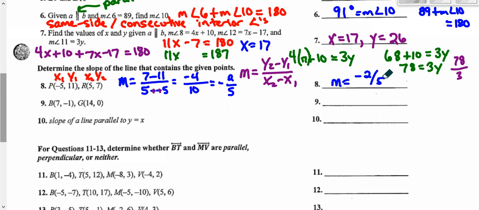Let's do the same thing for the second problem. Label the points, x1 and y1, x2 and y2, of 0 minus negative 1 over 14 minus 7. Again, notice the two negatives, so we'll change that to a plus. And we'll have 1 over 7.